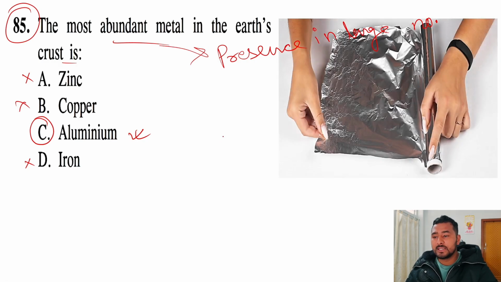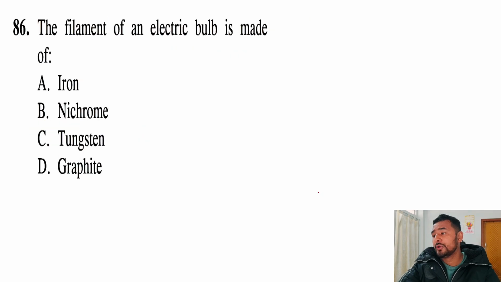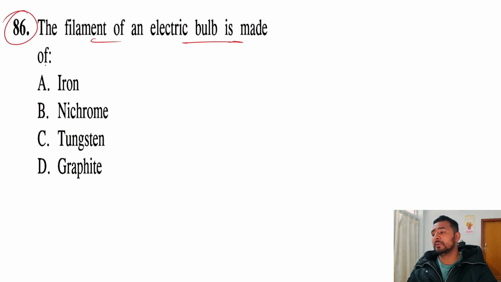As you can see here, this is aluminium foil. So this is aluminium. Let's go for next question. That is 86. The filament of an electric bulb is made up of. We have already given this type of question in our top 100 GK questions. So answer will be which one? It will be tungsten. It is made up of tungsten.